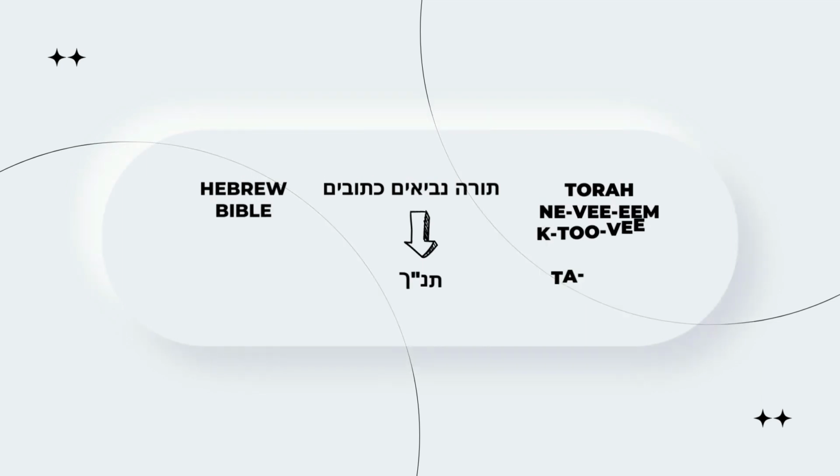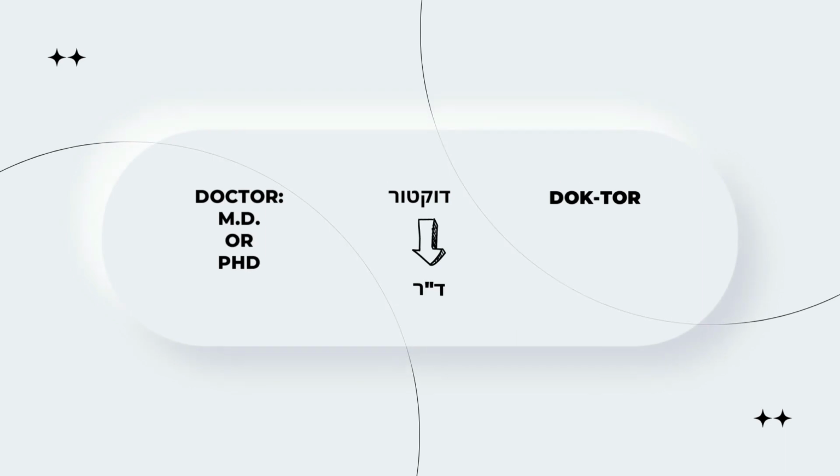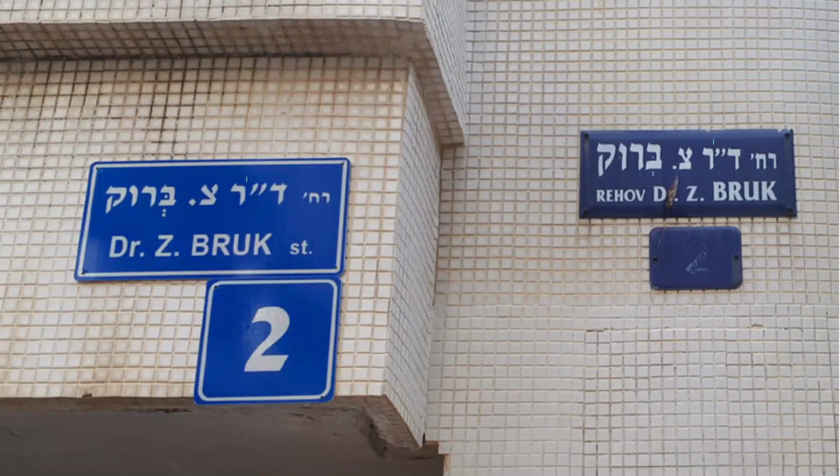But as we saw in the case of the word Tanakh, the letter Chaf is a Chaf Sofit, changing its form because it is located at the end of the word. Doctor, which is doctor in Hebrew as well, is abbreviated by the letters Dalet, Resh, used for both MD medical professionals and PhD academic degree graduates.